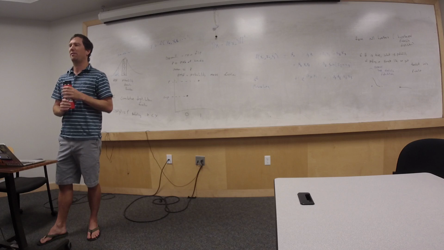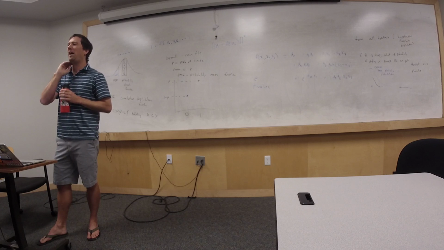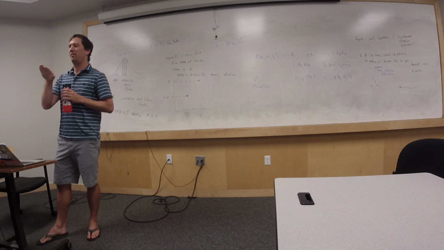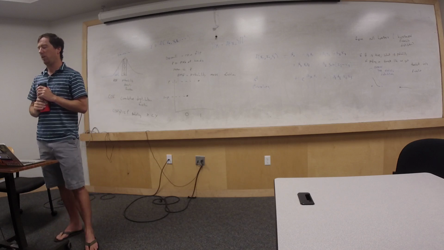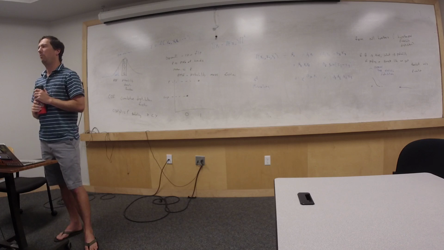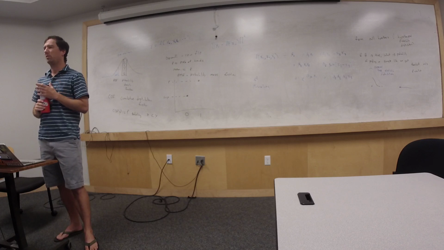We saw the silhouette graphs. For good clustering, almost all of the points have a very high silhouette score, and the ones at the boundary are not so good. But we also saw what the silhouettes looked like when we had too many clusters or too few clusters.